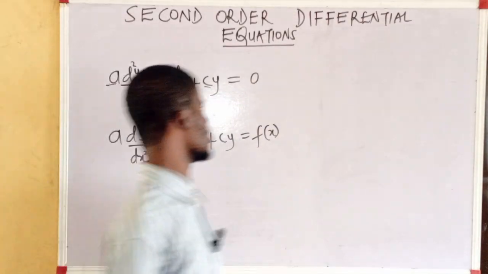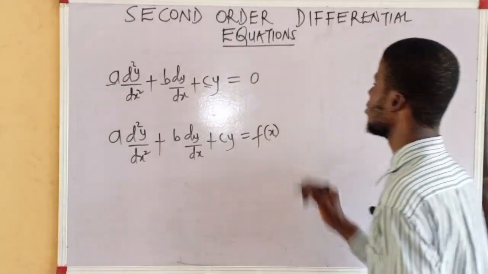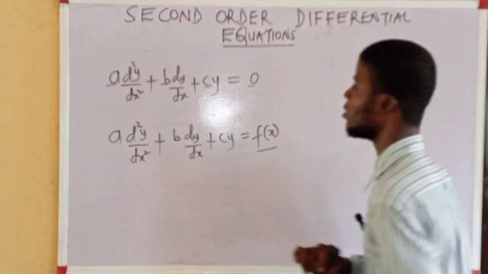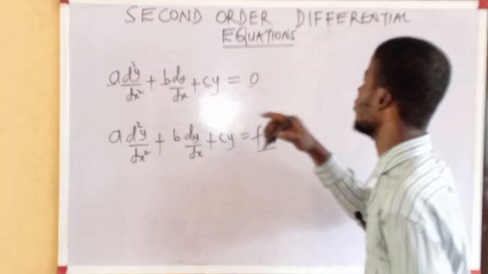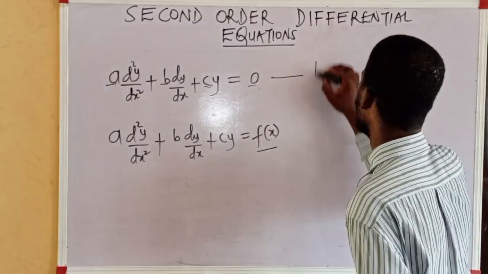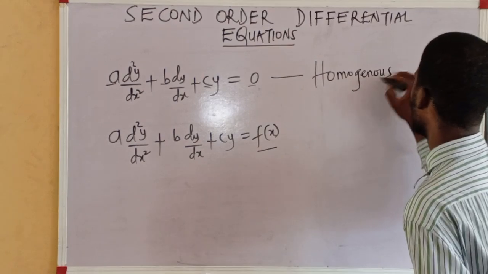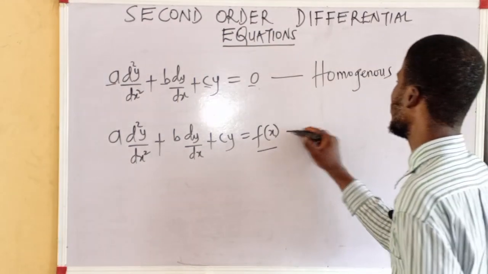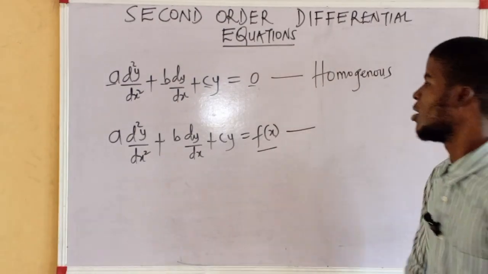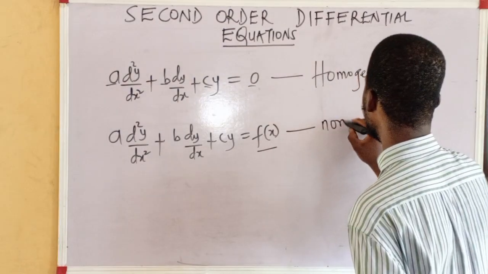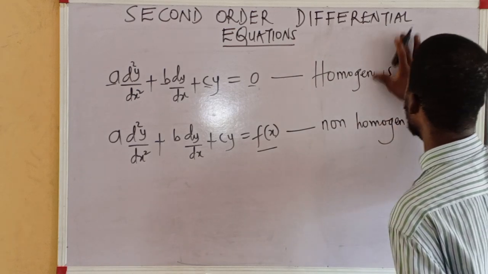Now look at the difference. These left hand sides are the same, but the difference is in what? The right hand side. If we have the right hand side set equal to 0, it is called homogeneous. And if we have the right hand side set to some other expression or term, it is called non-homogeneous. This is homogeneous.